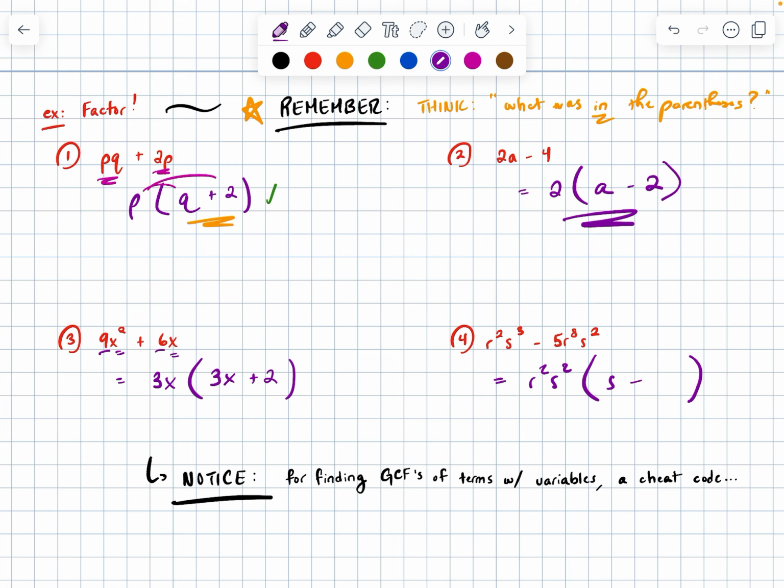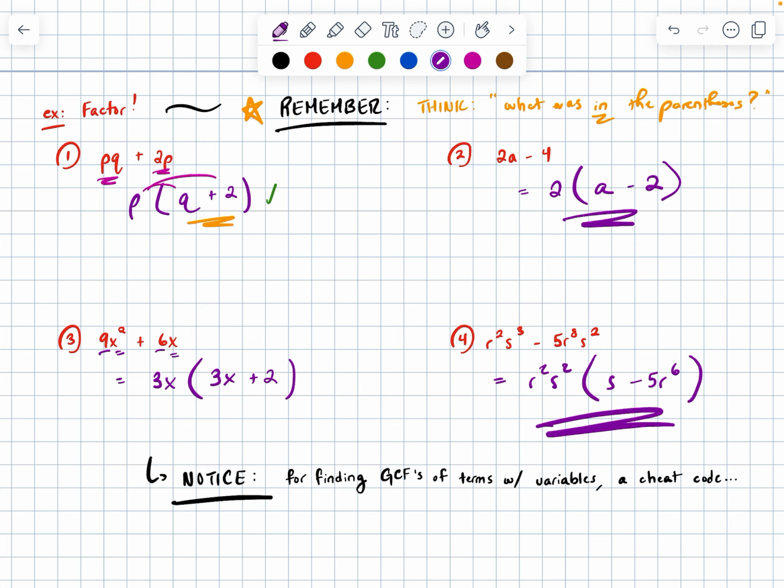Same thing here for my 5r to the 8th s squared. To get from 1 to negative 5, I need to multiply by negative 5. To get from r squared to r to the 8th, well, that's a difference of 6 r's that I need to add back in. And to get from s squared to s squared, well, I don't need to add any additional s's in. Here is my factored form.